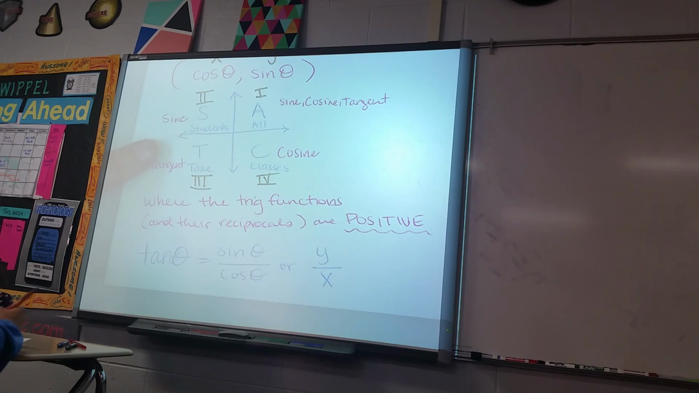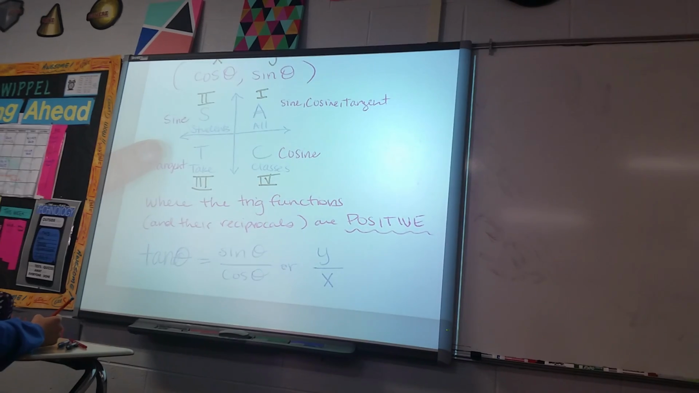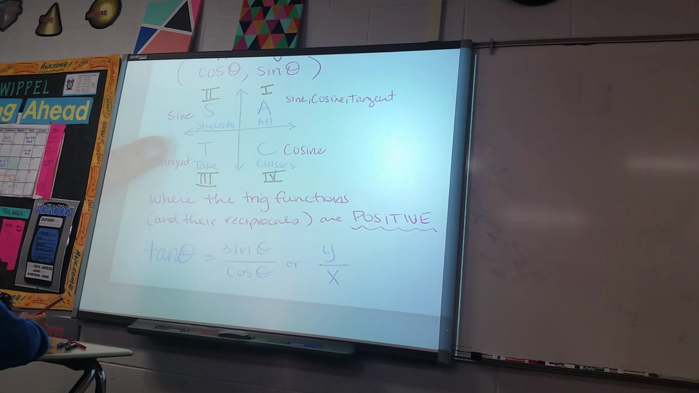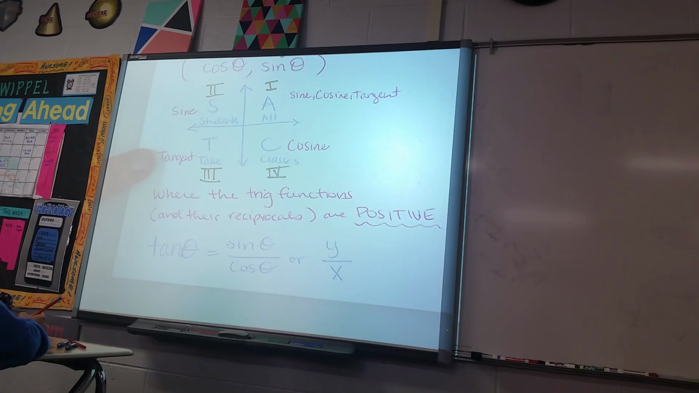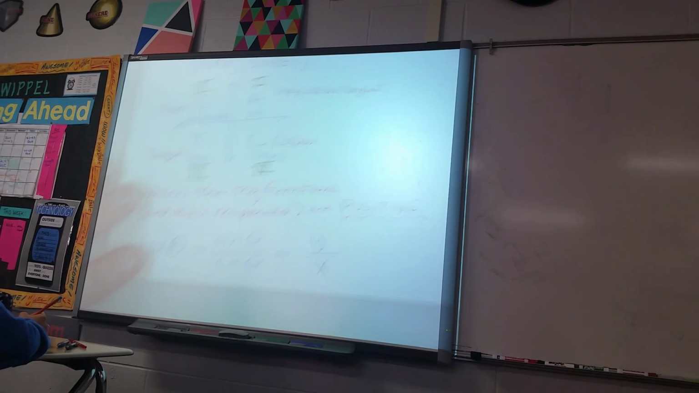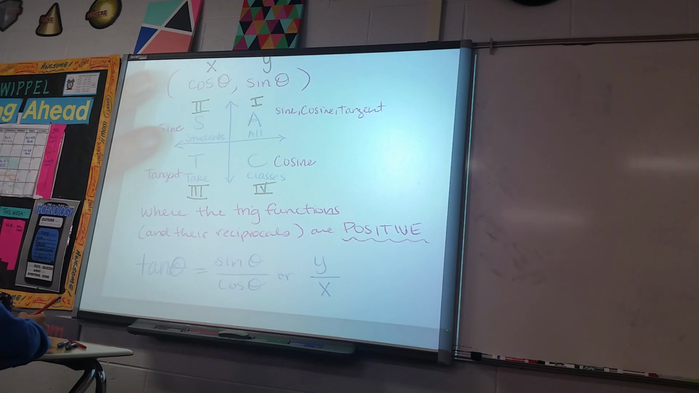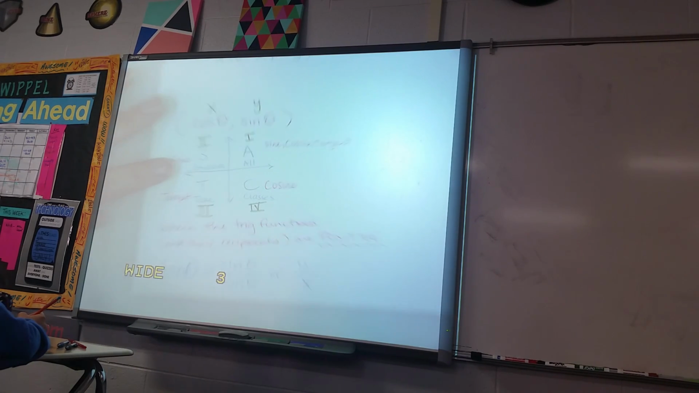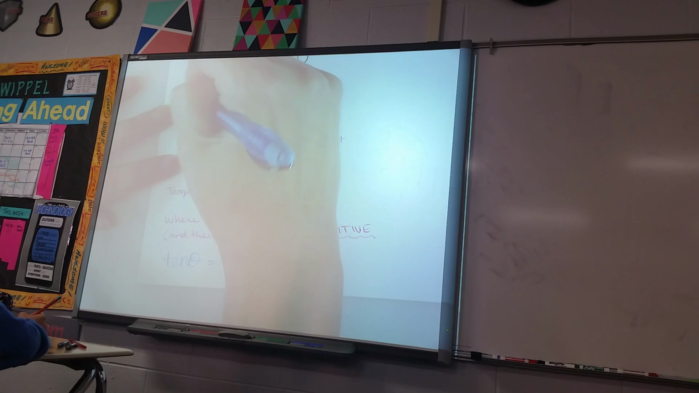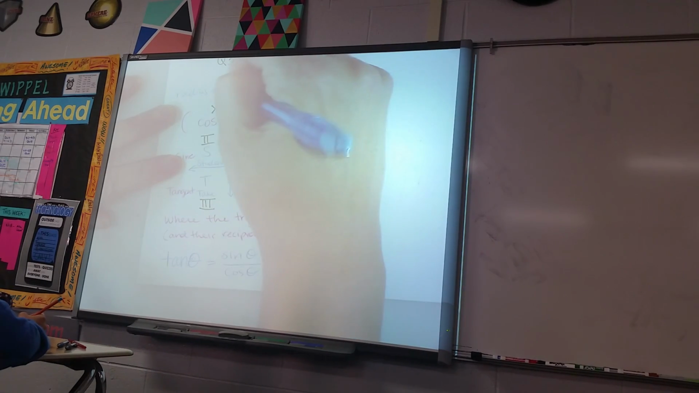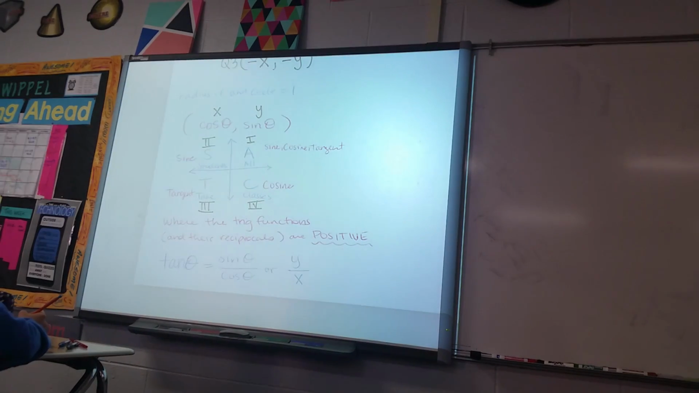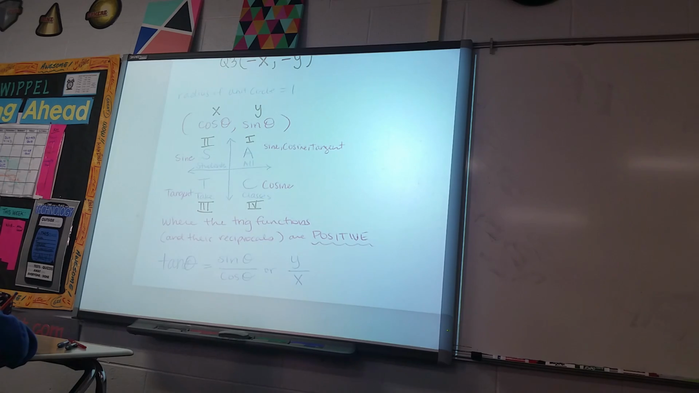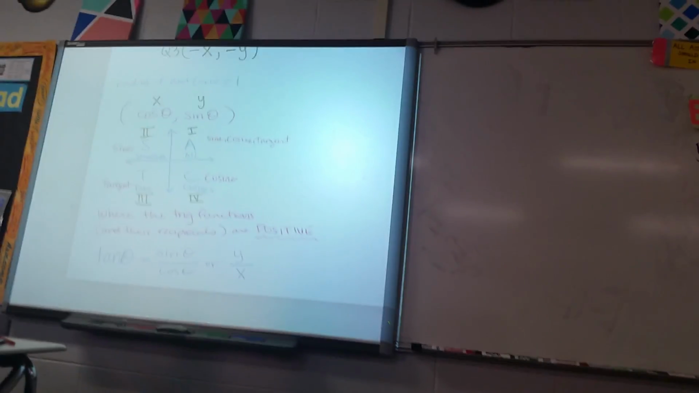So in quadrant 3, if I have two negative values, negative sine and negative cosine, and I divide two negative values, what happens to the result? It's positive, and that is our good buddy tangent here. And again, I just want you to remember that the radius of the unit circle is equal to 1. And there is the unit circle.